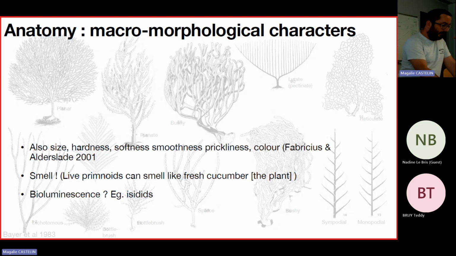What's the smell? I remember being on the Cape Horn field sampling, and we got a huge haul of primnoids, and the whole deck smelled like fresh cucumbers, the plant, not the sea cucumber. And the smell was just very, very much like cucumber. So all of these are clues, you know, about what you're looking at. Another example I thought about is bioluminescence in the case of isidids. So if you take your coral colony into a dark space, you tickle it with your forceps, it can produce light. Okay.